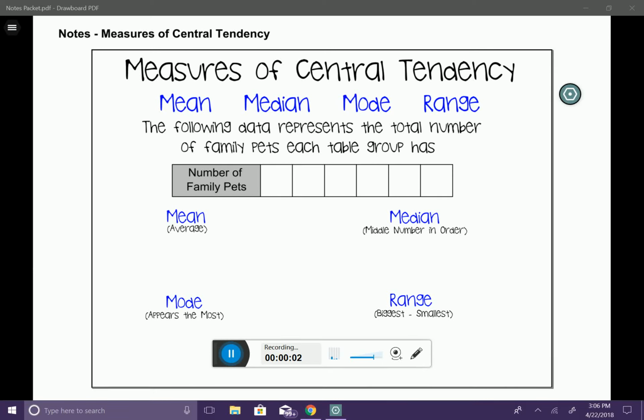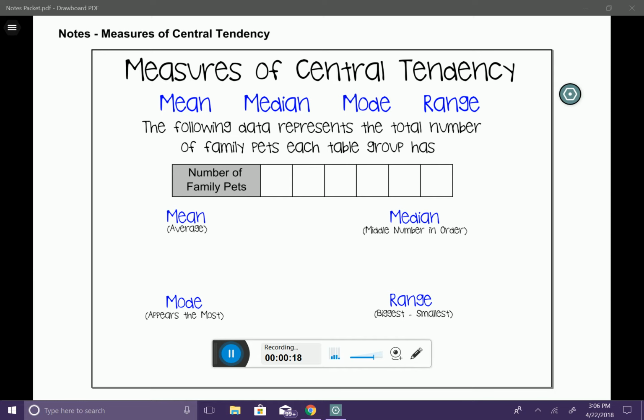In this lesson, we're going to be talking about the measures of central tendency, better known as the mean, median, mode, and range. So let's go ahead and look at an example here. It says the following data represents the total number of family pets each table group has.